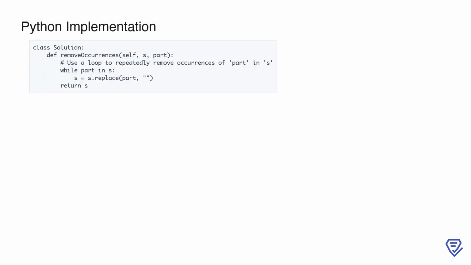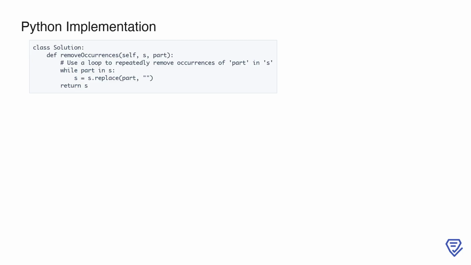This implementation solves the problem by repeatedly removing all occurrences of the substring part from the string S. The main approach is to use Python's while loop combined with the str.replace method. Here is a detailed step-by-step explanation of the code. 1. The function remove occurrences takes two inputs, the string S and the substring part. 2. Inside the function, a while loop is used.